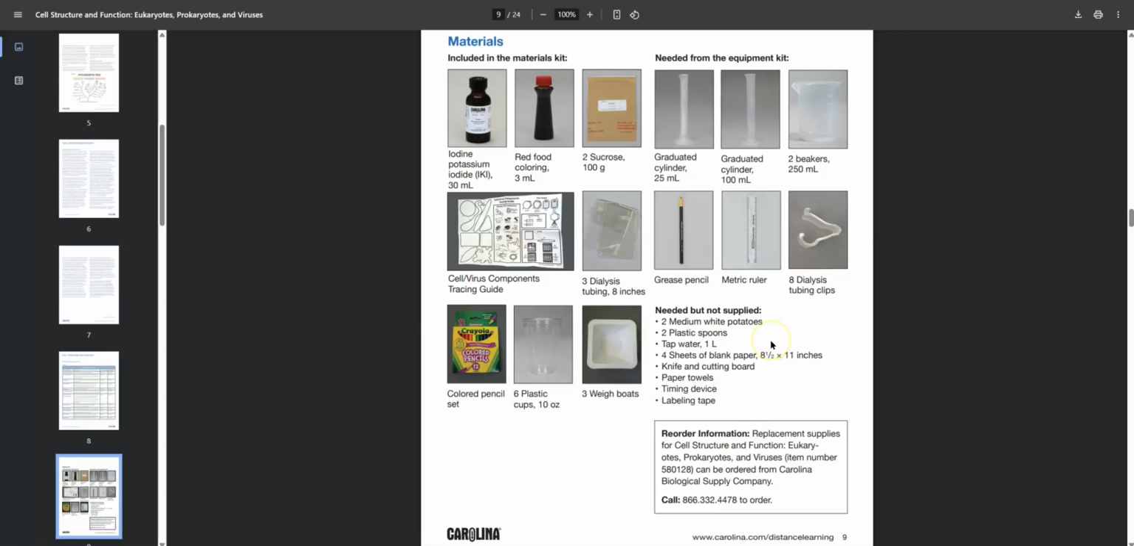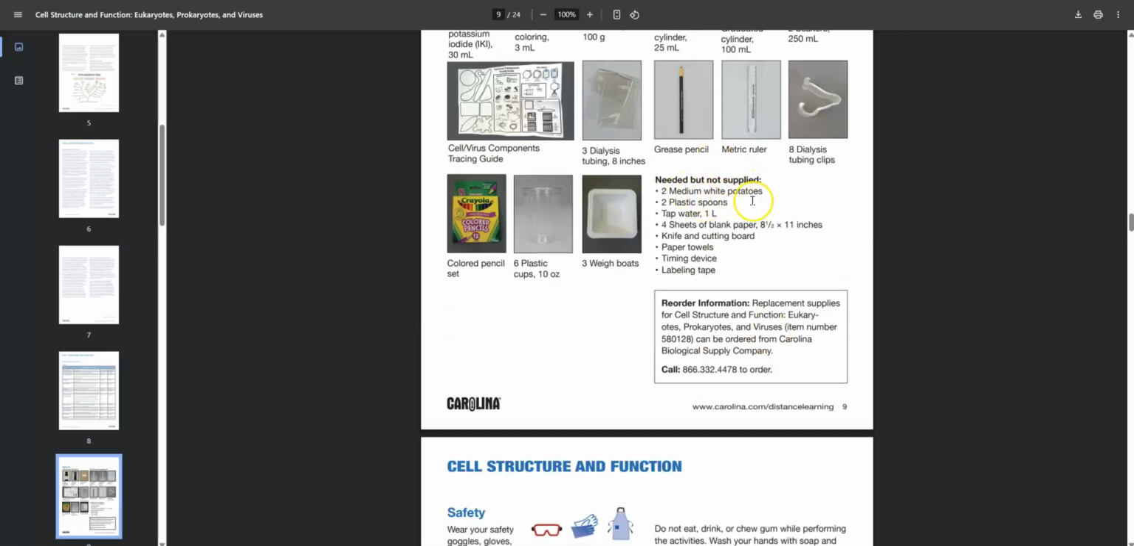So you have materials in the kit, but then also pay really close attention to what you need to pick up. So you need 2 medium white potatoes from the store, some spoons, some paper, a knife, a cutting board. Most of these things should be around your house, but you will have to go out and buy the potatoes.